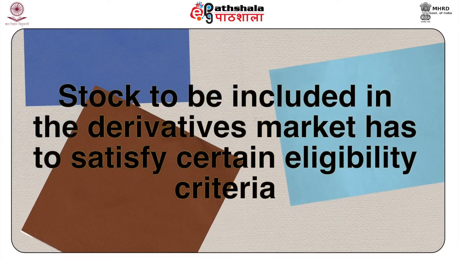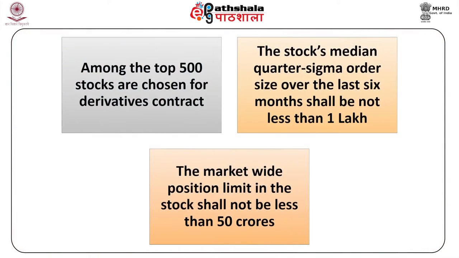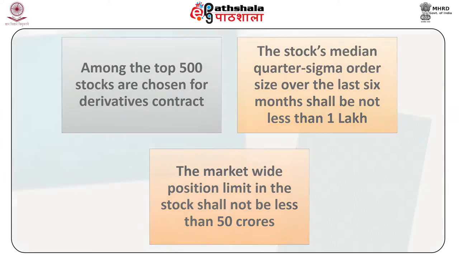A stock to be included in the derivatives market has to satisfy certain eligibility criteria. Among the top 500 stocks are chosen for derivative contracts. The stock's median quarter sigma order size over the last 6 months shall be not less than rupees 1 lakh. The market wide position limit in the stock shall not be less than 50 crore. Only eligible stocks as per the above mentioned criteria can be permitted for derivative trading. Derivative trading needs to be discontinued in case a stock does not fulfill the criteria for 3 consecutive months.